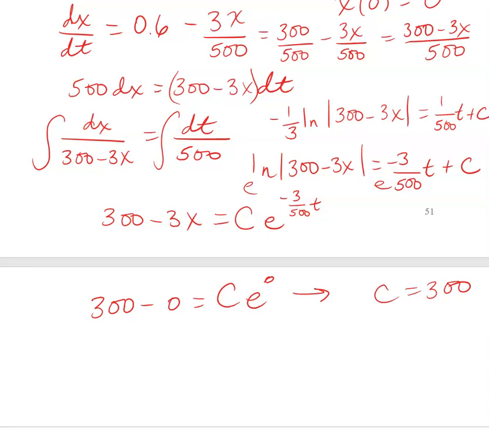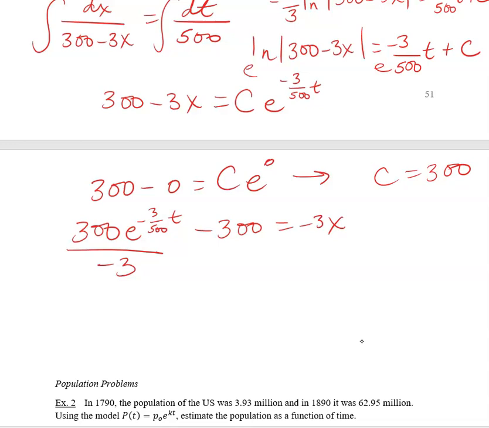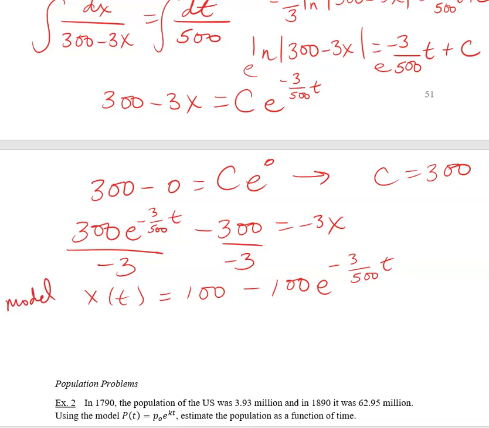So my differential equation becomes 300 e to the -3 over 500 t, and then remember I'm trying to get x by itself, so I'm going to subtract 300 equals -3x, divide everything by -3, and we wind up with, let me write this a little bit nicer, x of t is equal to 100 minus 100 e to the -3 over 500 t. So this is our model for the amount of salt in the tank at any time t.